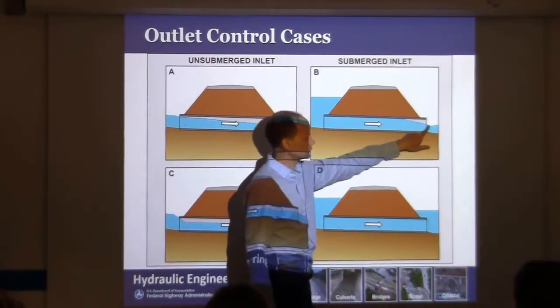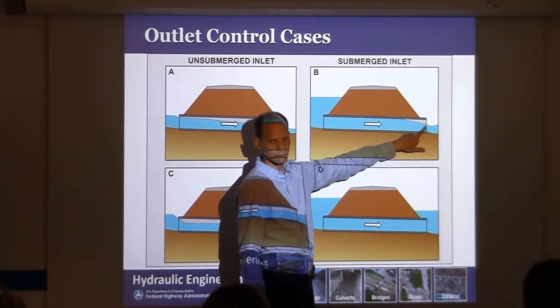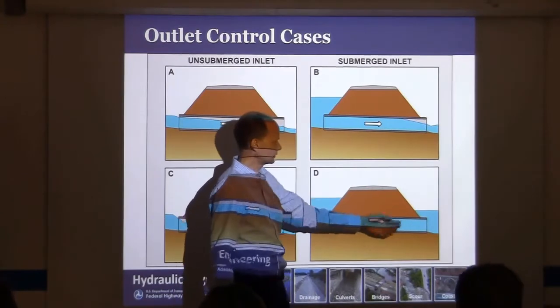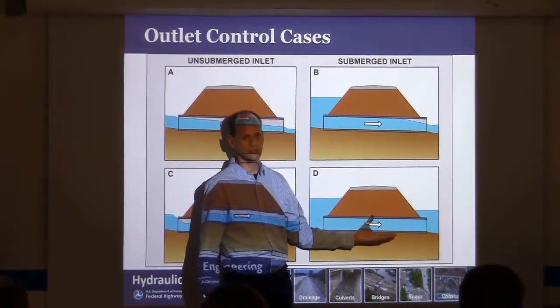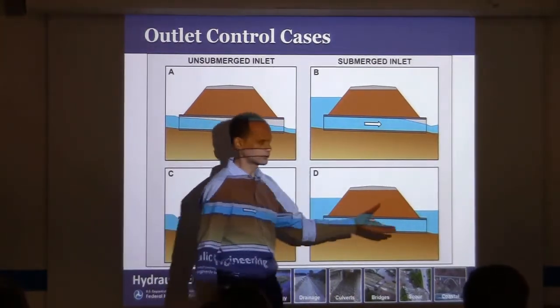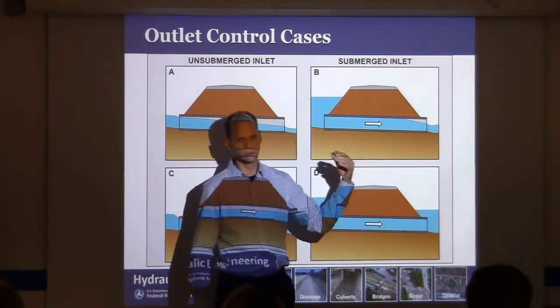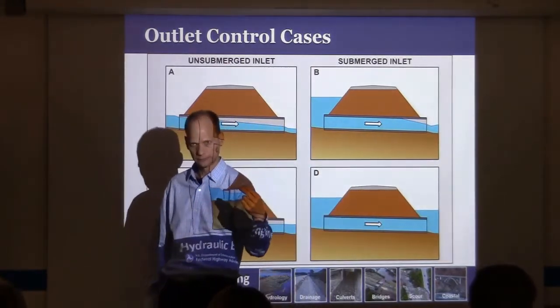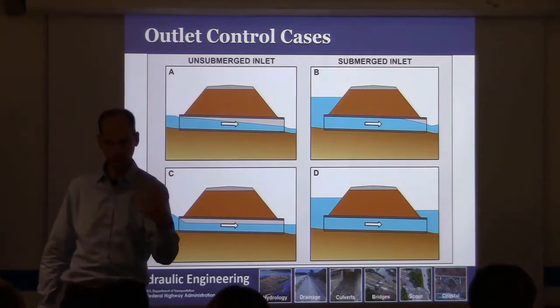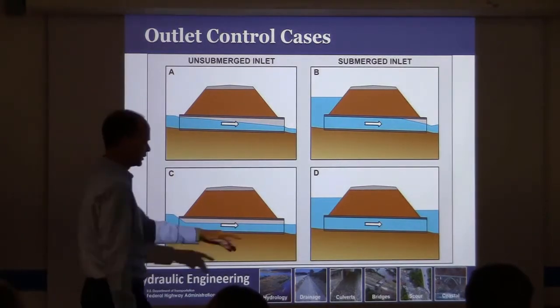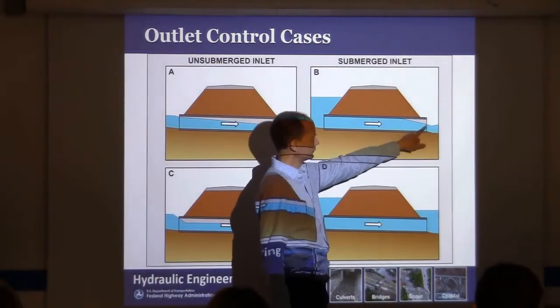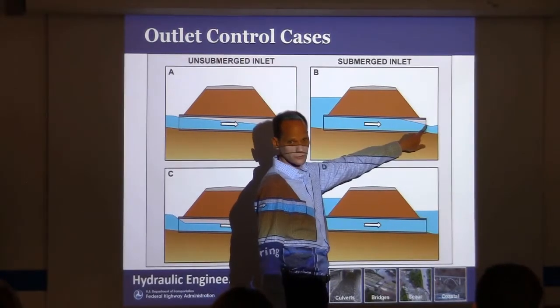So right here, our control section would be wherever it hits critical depth. Here, we don't have critical depth anymore, right? Because this is all full flow and subcritical. So in this case, the control would be the tailwater. We'll talk about this again, but just to introduce the concepts. Here the control is the tailwater. Here the control is critical depth at the outlet.